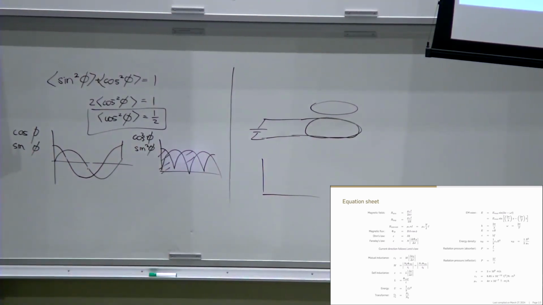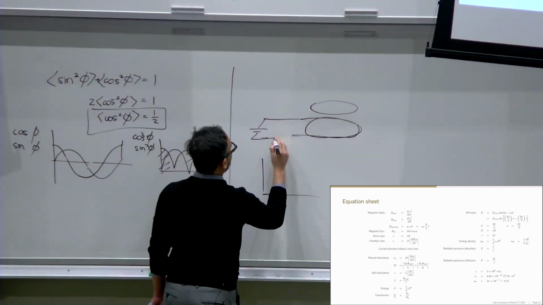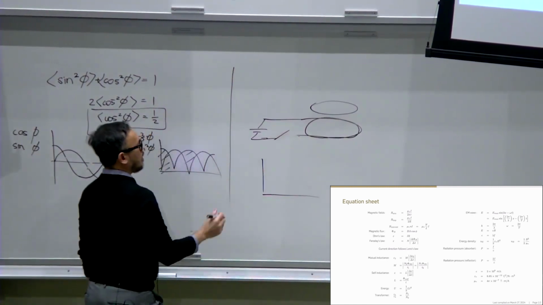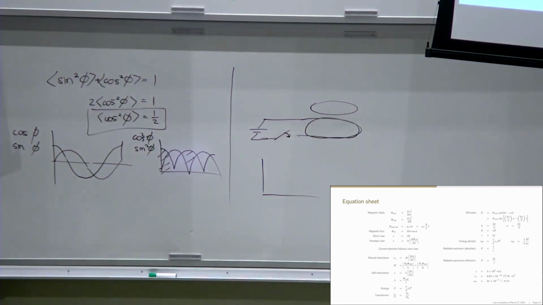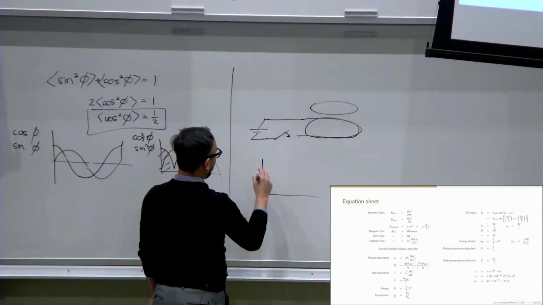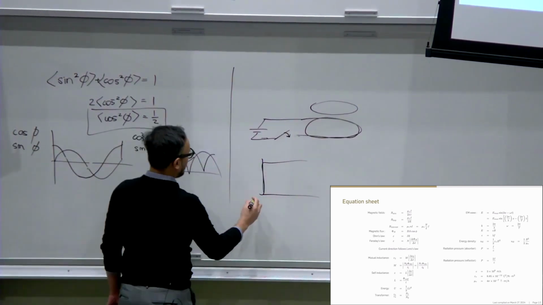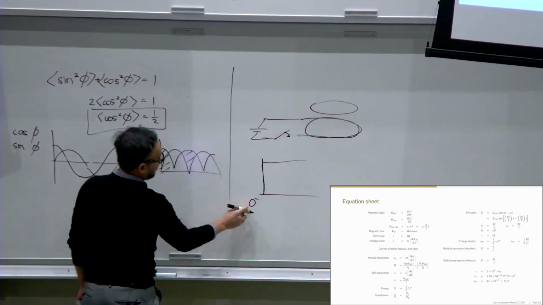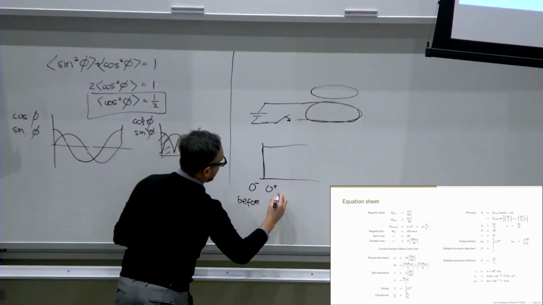Well, first is the flux. Does the flux increase when I close the switch? It increases from 0 to B times A. So basically there is a step function. There is a step function there. So this is before, and this is after.